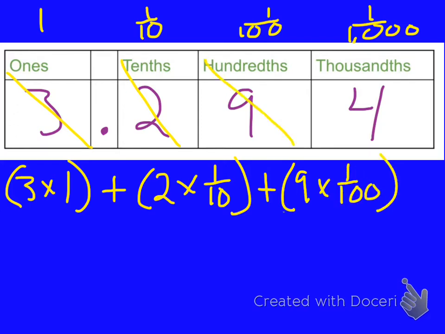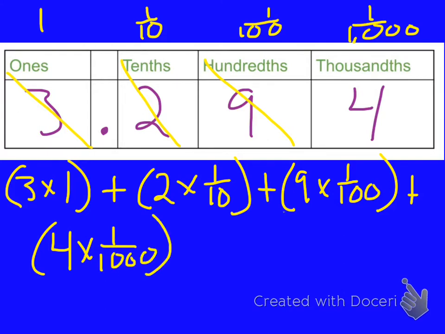And we're done with that one, so now we're going to move to the 4. We're going to add that to 4 times 1/1000th, because the 4 is in the thousandths place. Let's try one more of these.